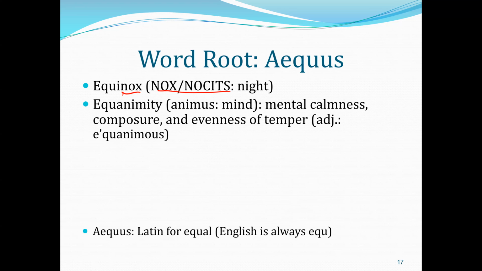Equanimity. Equi means equal, and animity comes from animus, meaning mind. So if we are balanced minded, equal minded, that means mental calmness or composure and evenness of temper. And its adjective is equanimous.